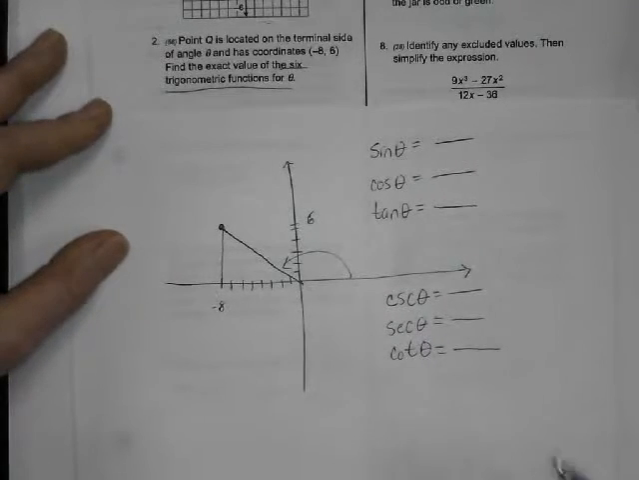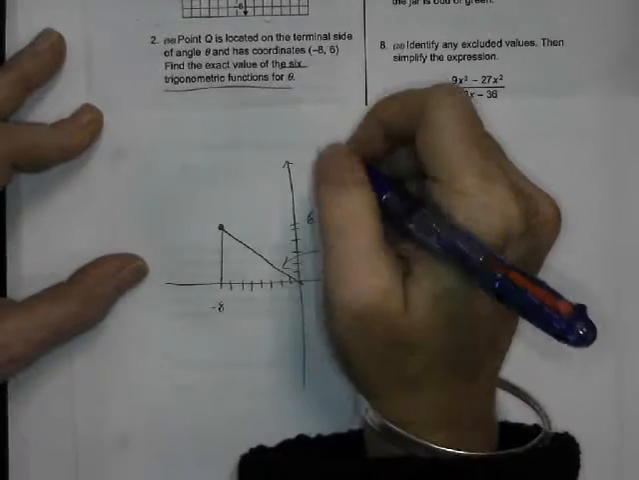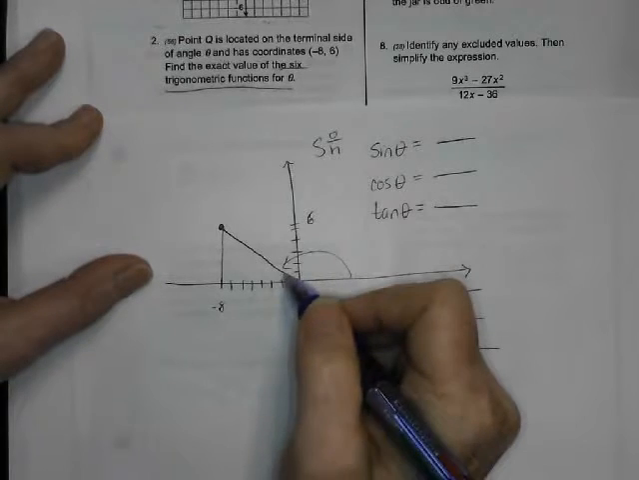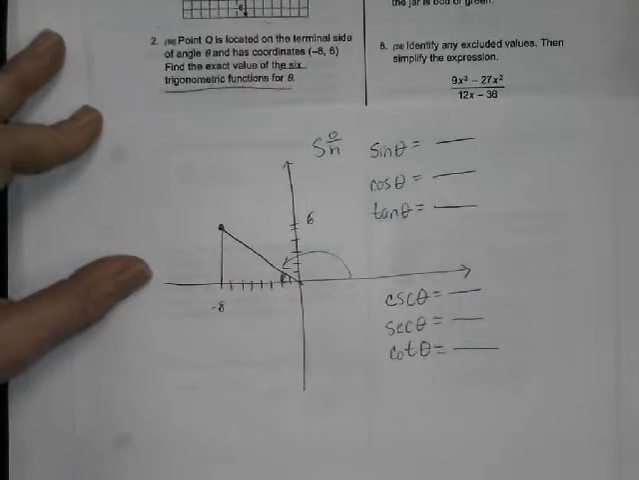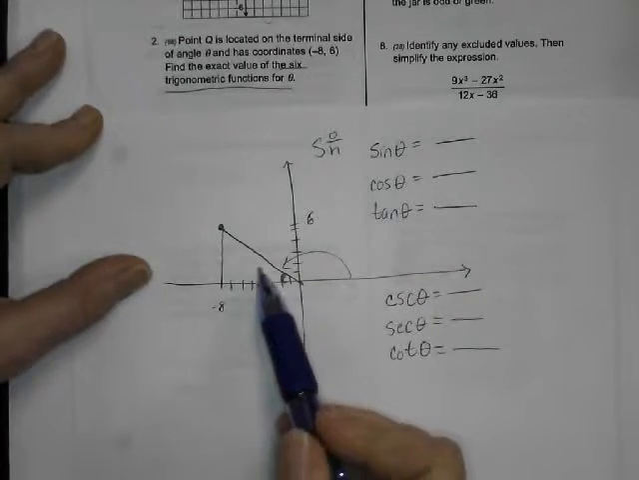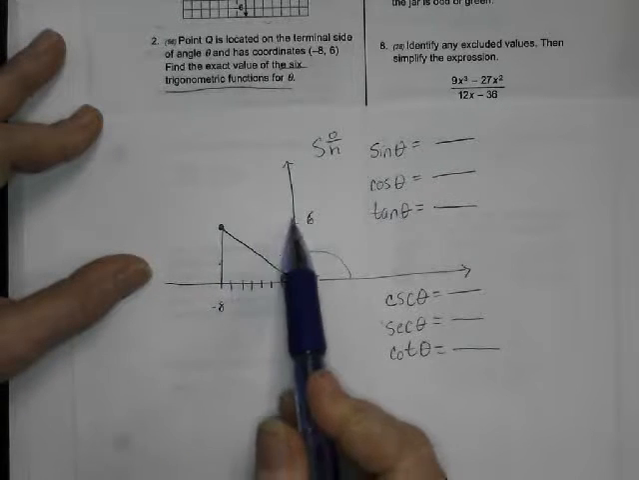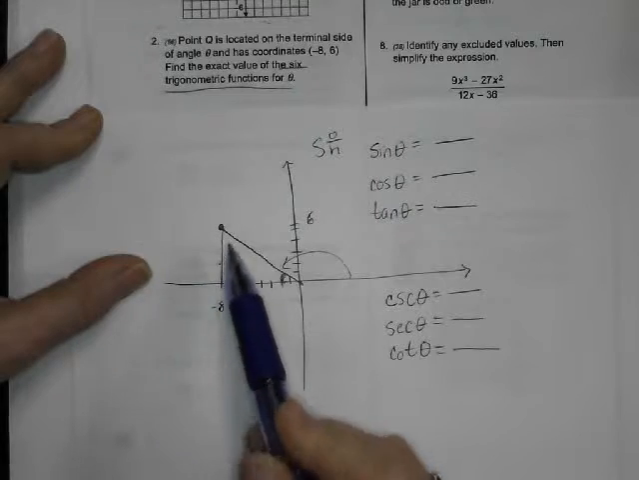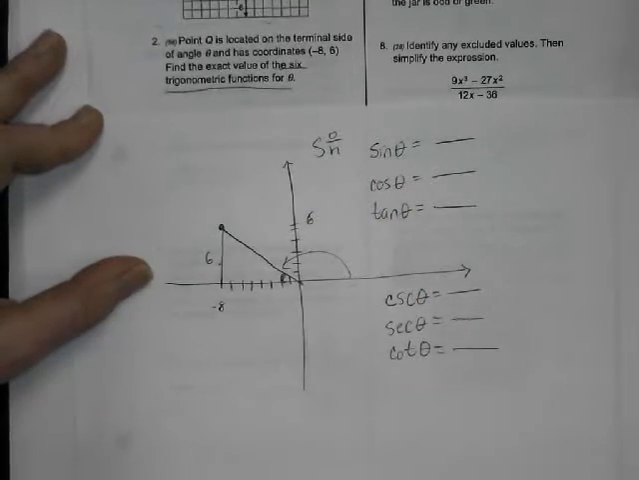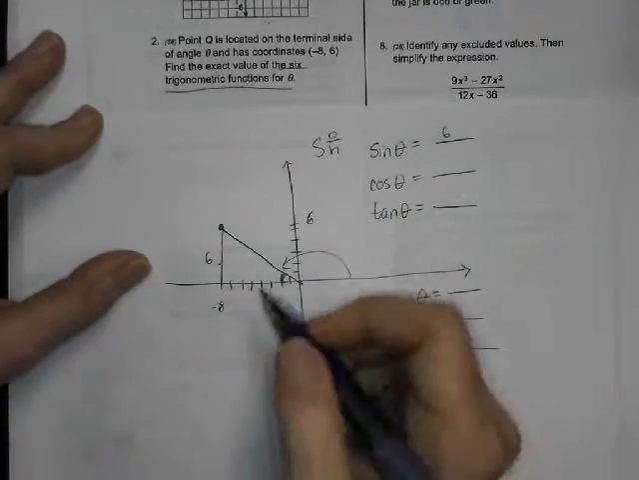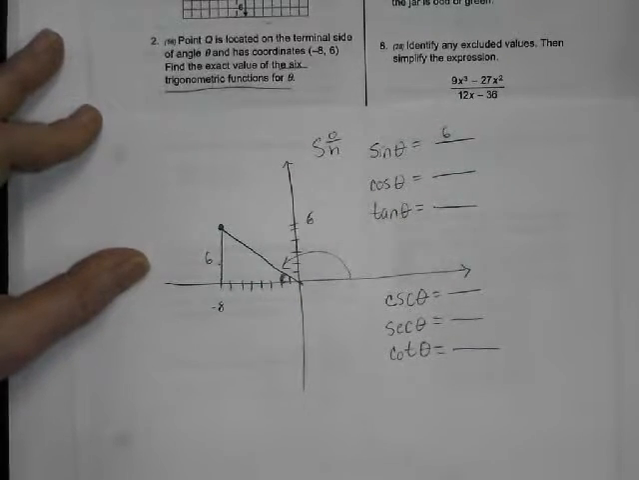Sine is the SO of SOHCAHTOA. Sine is opposite over hypotenuse. So I'm just going to look at this angle right here, and ask myself, what's this opposite side? It's going to be 6, right? It's up by 6. So opposite is 6. What's the hypotenuse here? How can I get the hypotenuse? Because I don't really know it right now.